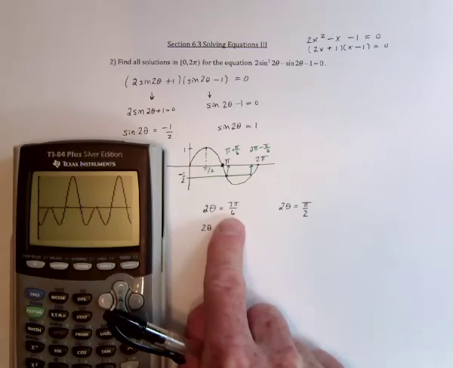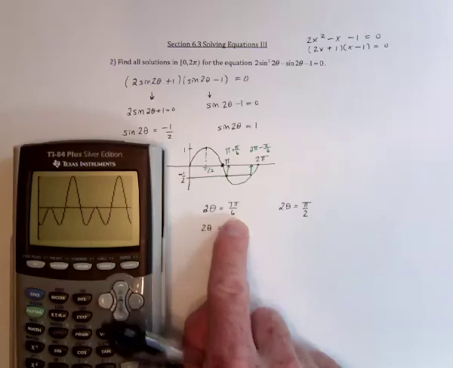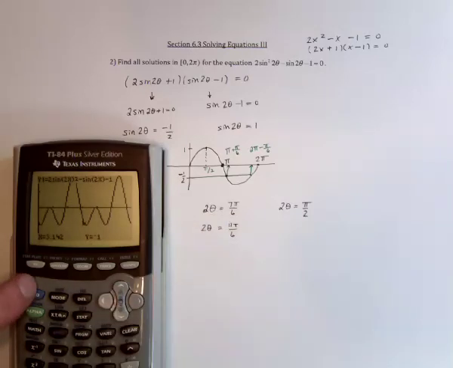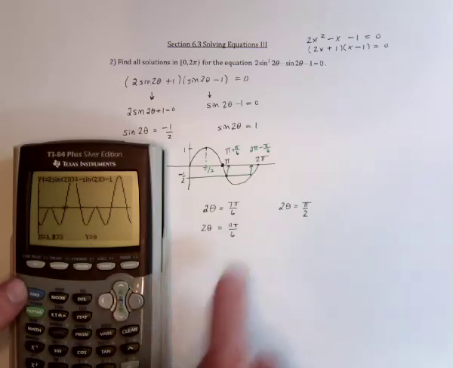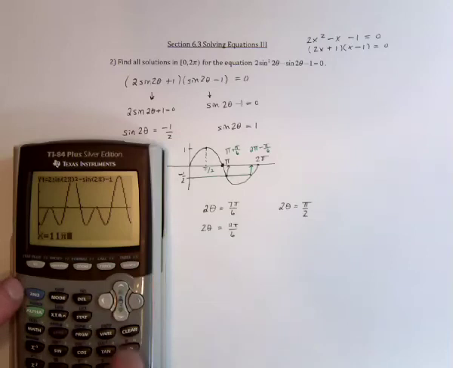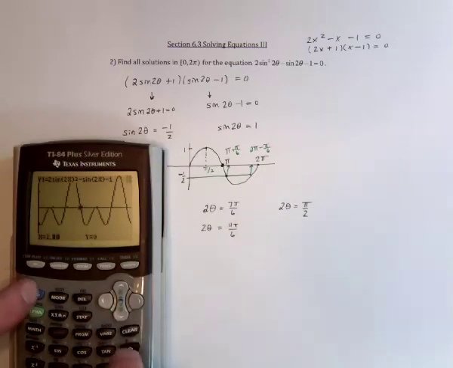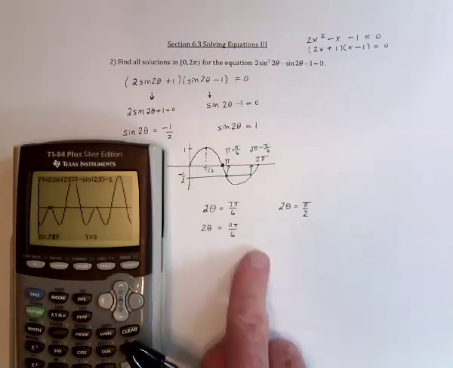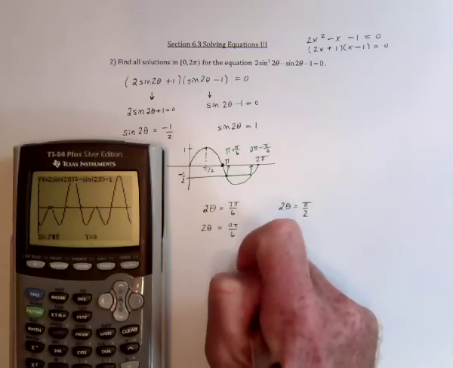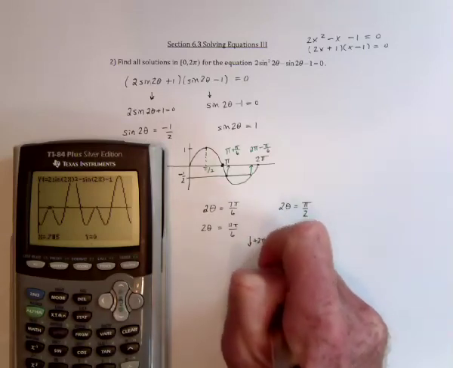So if I were to divide by 2, that's going to be 7 pi over 12. So trace 7 pi over 12. Is that one of the solutions? Yes. How about 11 pi over 12? That is one of the roots. And then this one would be pi over 4, which also works. Okay, so these solutions are correct. We just need to add 2 pi to all of them.